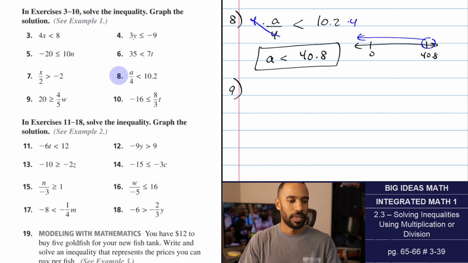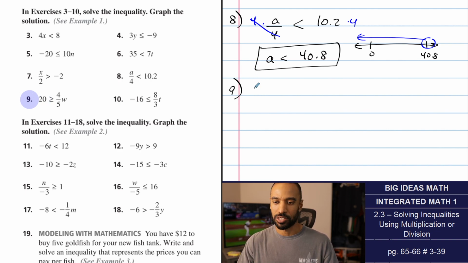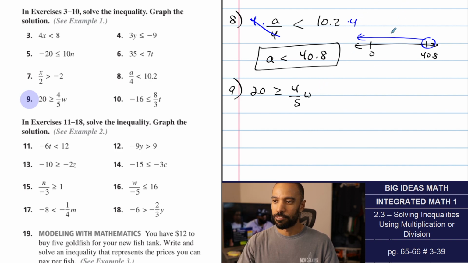Number 9. I guess this is more multiplication than it is division, given how I'm going to work it out. I'd rather not say divide both sides by 4/5. I'd rather not even say divide both sides by 0.8, which is what 4/5 is. I'd like to say let's multiply both sides by 5/4. 5/4 here and 5/4 here. Still a positive. Still a positive. And 4 over 4, 5 over 5 are both 1.